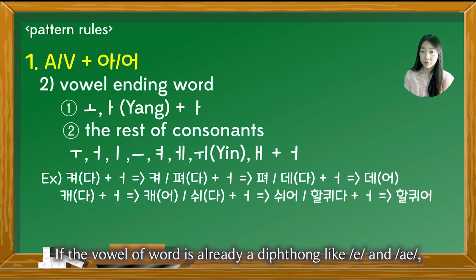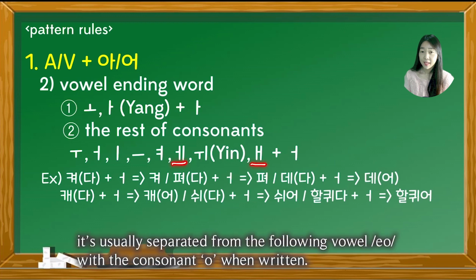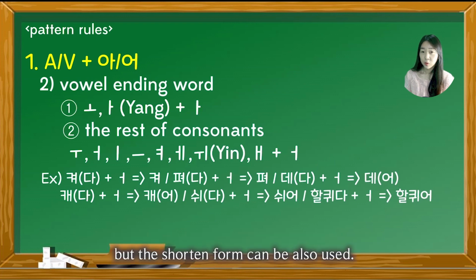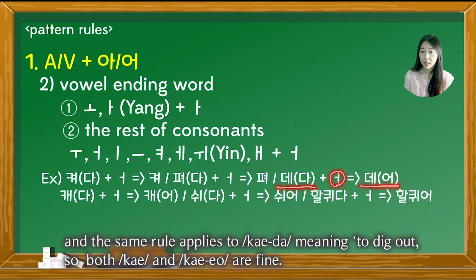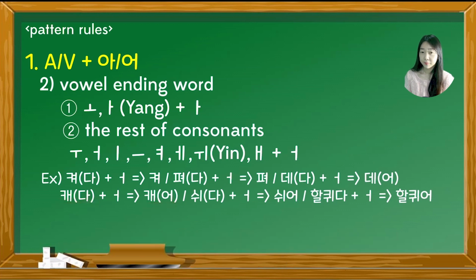If the vowel of the word is already a diphthong like 에 and 에, it's usually separated from the following vowel 어 with the consonant iung when written. But the shortened form can also be used. 되다 meaning to get burnt comes into 대 or 되어. And the same rule applies to 캐다, meaning to dig out. So both 캐 and 캐어 are fine.